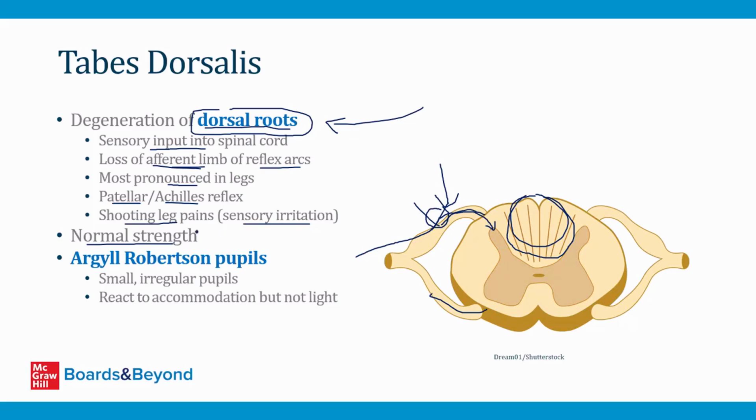And then another classic finding is the Argyll-Robertson pupil. I talk about this in the ophthalmology section, but this refers to a pupillary finding you can see in patients who have neurosyphilis. So the pupils will be small and irregular, and they react to accommodation, but not to light. And if you search this up on YouTube, there's a couple of great examples of this in a video, so you know what an Argyll-Robertson pupil looks like. It's a classic finding on pupillary exam in patients who have neurosyphilis.